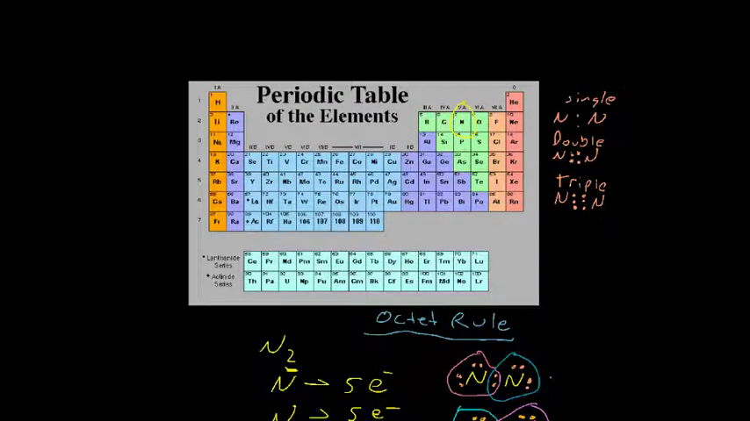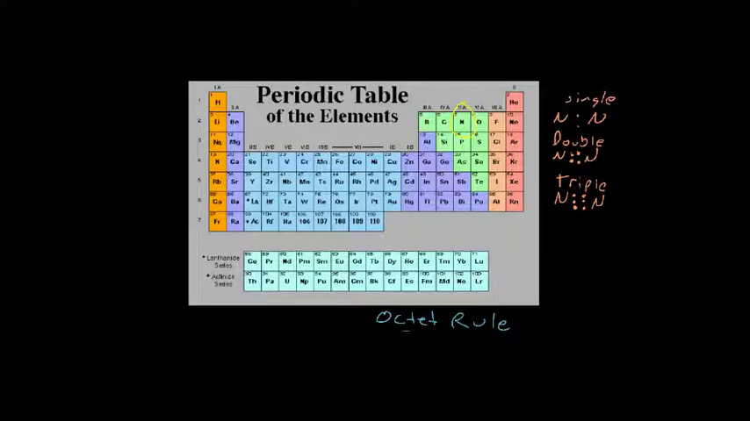Let's do an easier one. Let's do hydrogen. Let me get rid of some of this over here so we can see a little bit better. Now, hydrogen kind of follows the octet rule, except, well, I guess it really doesn't follow the octet rule because octet means 8 valence electrons. And hydrogen and helium are really only satisfied with 2 valence electrons.